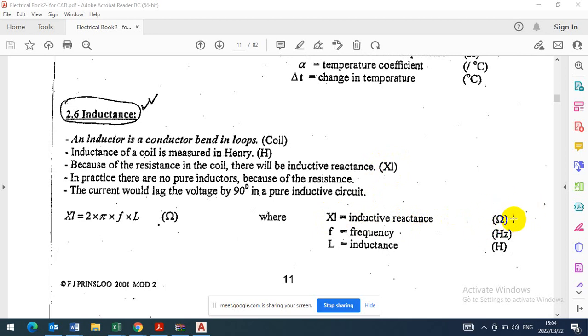Can you see? Yes. Isn't that an XL? It's not I, it's an L. It's supposed to be XL. Yeah, XL.